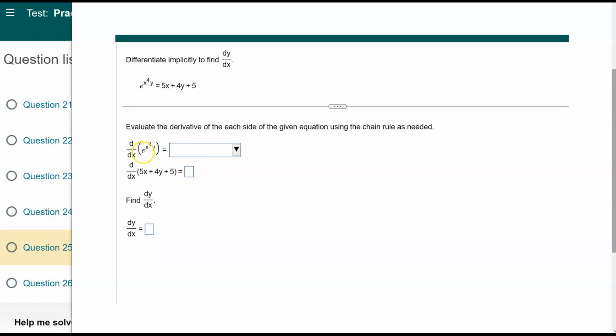We differentiate this expression with respect to x. The derivative of this, which is of the form e to the u, will just be d dx of e to the x to the fourth y. The derivative here is e to the u, so e to the x to the fourth y times the derivative of u with respect to x. So times the derivative of this with respect to x.